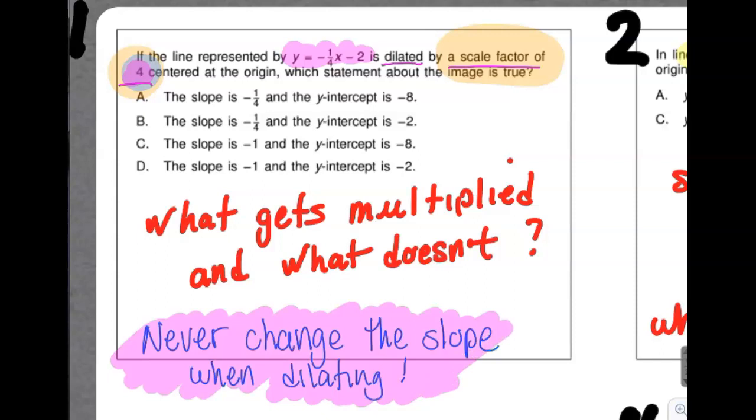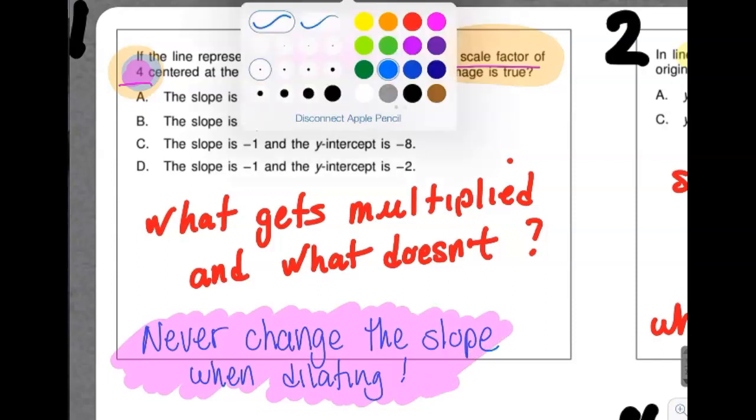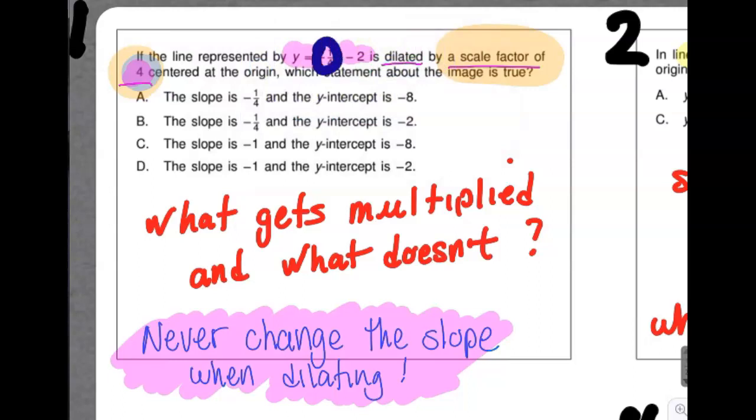So what gets multiplied and what doesn't? The slope never changes because then it wouldn't be parallel anymore. So the only thing you do is multiply the y-intercept. If you go through the choices, the only two that have the slope the same are A and B, and the only one that had the y-intercept multiplied was A.